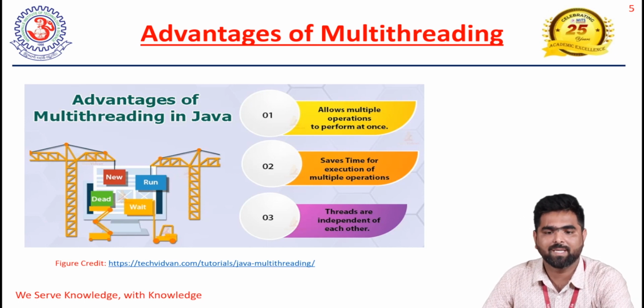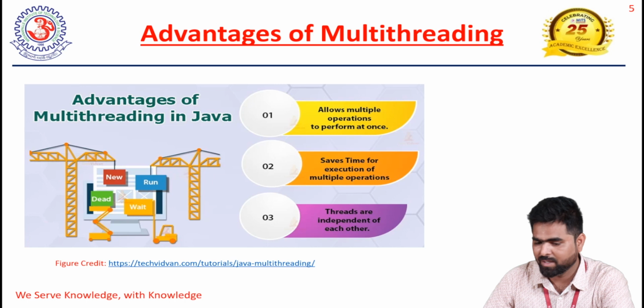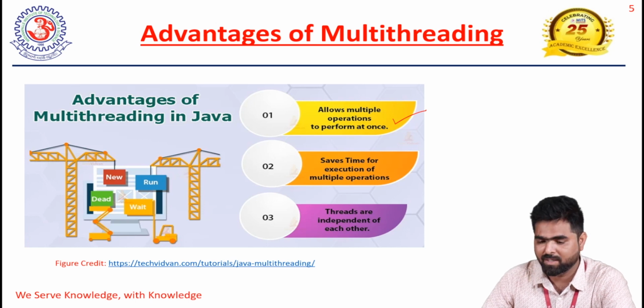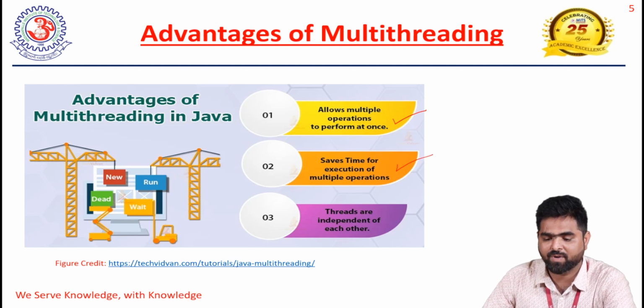Now we will see the different advantages we get from multi-threading. As we discussed, by using multi-threading, we are able to execute multiple tasks parallelly. That is one of the advantages. See here, it allows multiple operations to be performed at the same time. As we are able to perform multiple operations at a time, the time we take to complete the task is going to be very less. So it saves time for the execution of multiple operations.